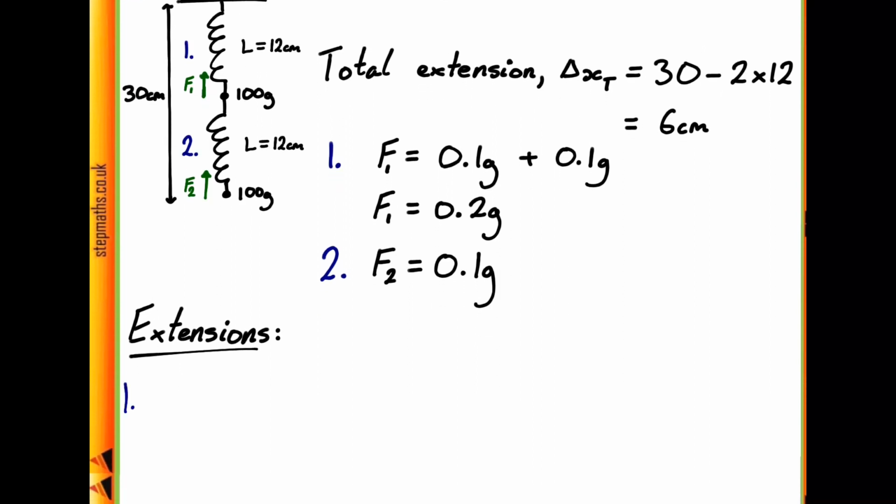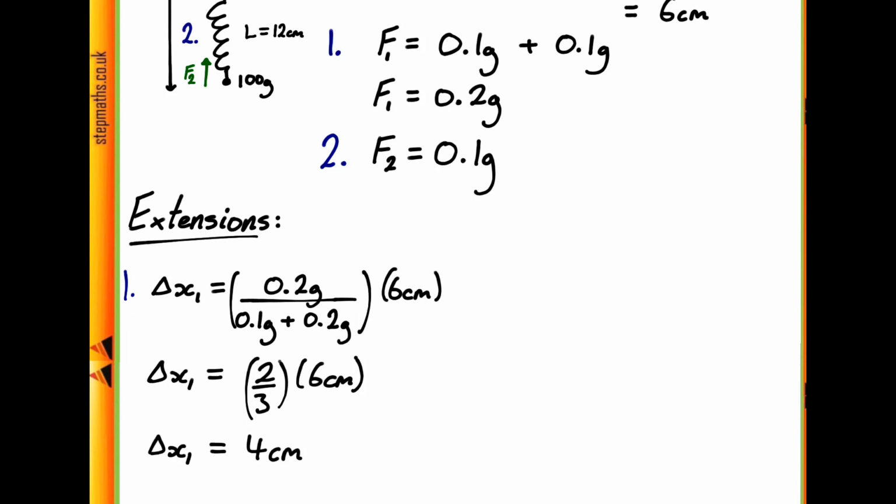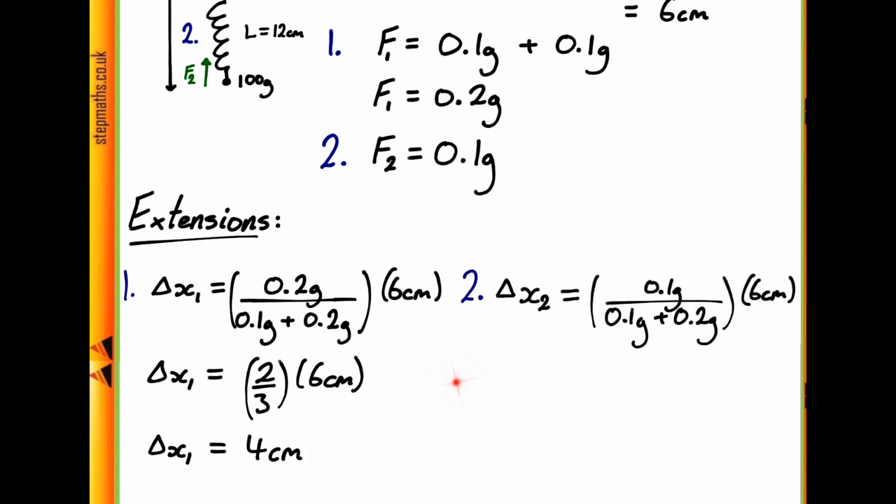So for this first spring, the extension is going to be proportional to the fraction of the force divided by the total force that the springs are going through. Since it's holding up 0.2 G of the total weight of 0.3 G, this is going to be 2/3 of this extension of 6 centimetres. So the extension of spring 1 is going to be 4 centimetres. Doing the same thing for spring 2, proportionally this is going to be 1/3 of our 6 centimetres, or the remaining 2 centimetres, making our total extension just 6 centimetres.